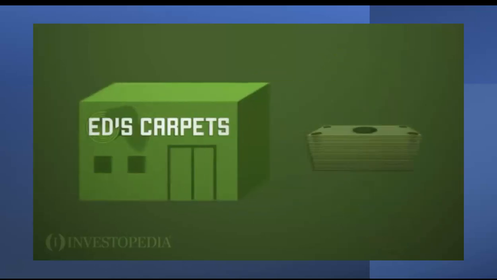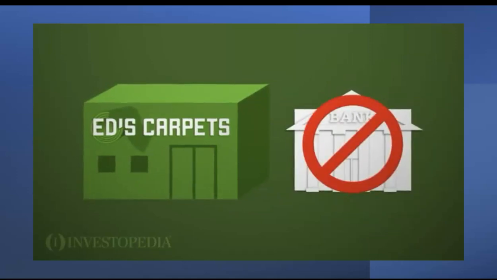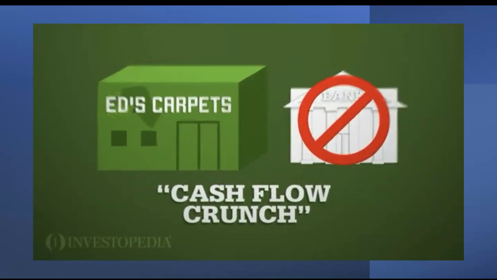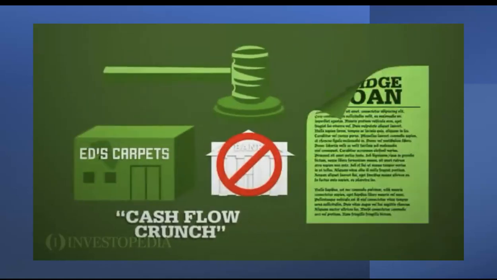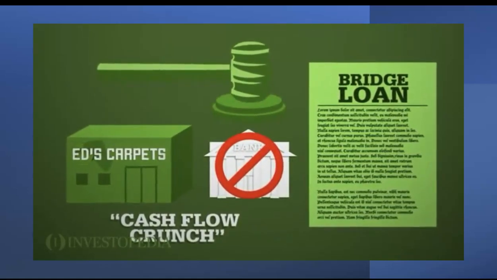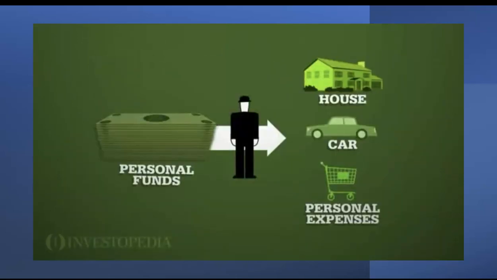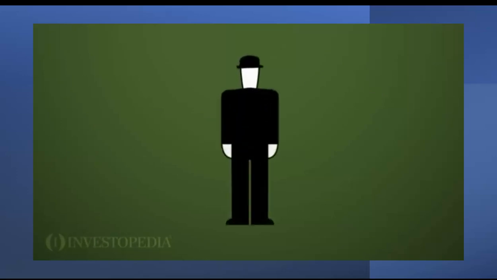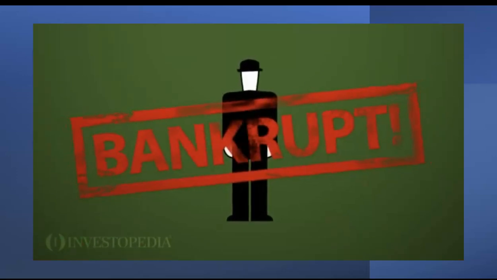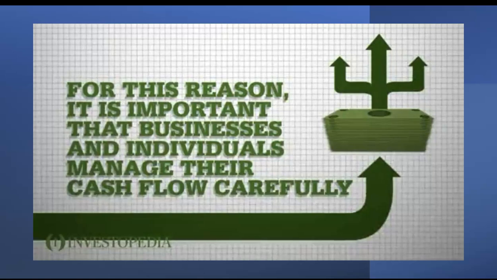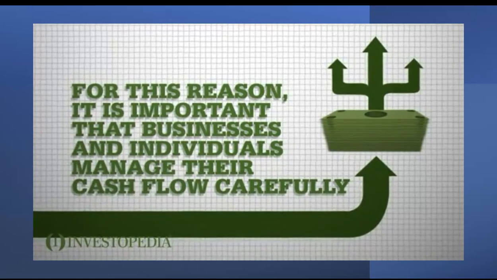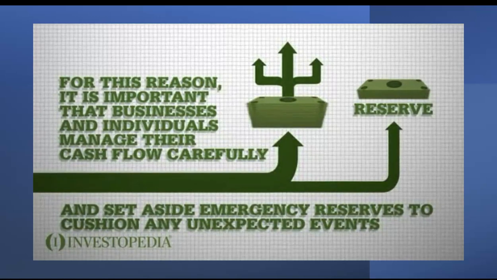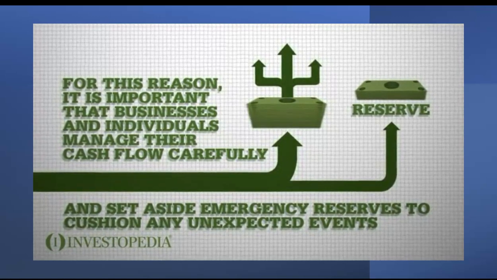If Ed's business comes up short on cash and is unable to pay its obligations, it will experience a cash flow crunch. To avoid insolvency, Ed will have to arrange some type of financing or bridge loan. A similar situation in Ed's personal accounts would also have disastrous effects that could lead to personal bankruptcy if the cash flow crunch persisted. For this reason, it is important that businesses and individuals manage their cash flow carefully and set aside emergency reserves to cushion any unexpected events.